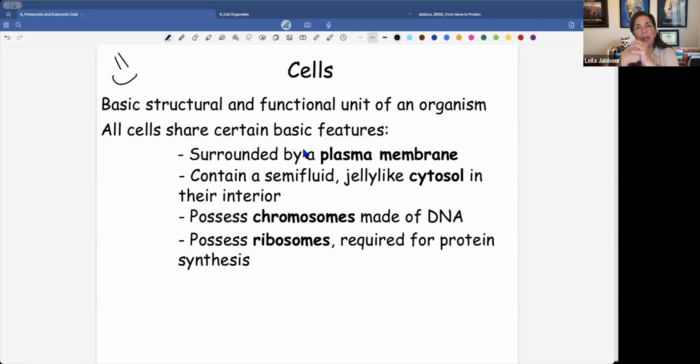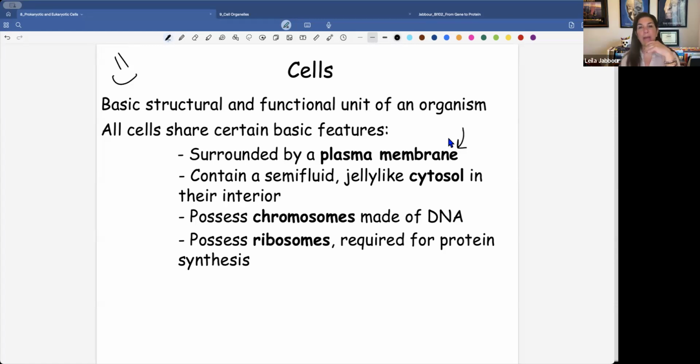And then the cells assemble and they form tissues, and you'll learn about tissues in other chapters. So the cell is the basic structural and functional unit for an organism. And all cells share certain basic features. They all share a plasma membrane. There has to be a limit to the cell, and that's called the plasma membrane. So that's the surrounding part of a cell.